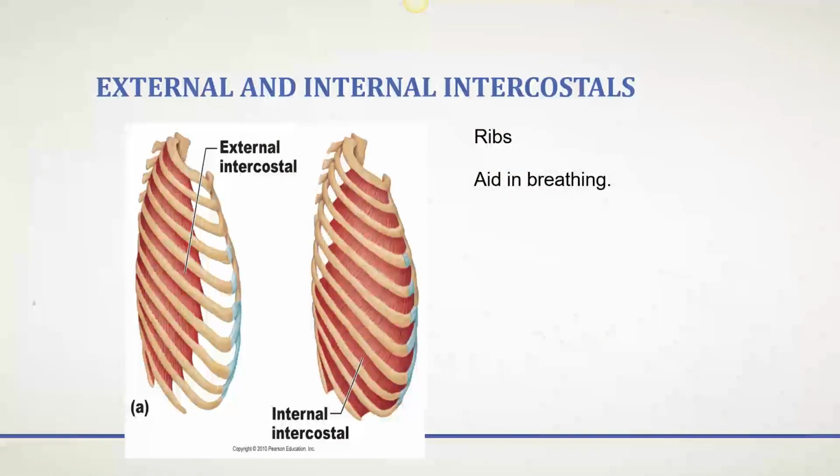Breathing. Breathing involves three muscles: the external intercostals, the internal intercostals, and the diaphragm. The external intercostals are responsible for breathing in. So external is responsible for inhalation. So anytime that you want to take a breath, your external intercostals have to contract to raise the rib cage. The internal intercostals are only needed for forceful expiration, or forcing air out of the lungs.